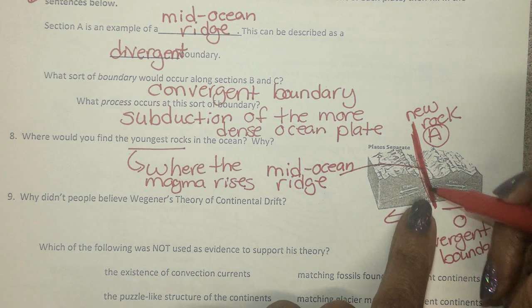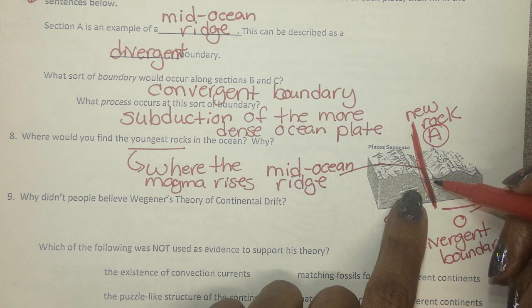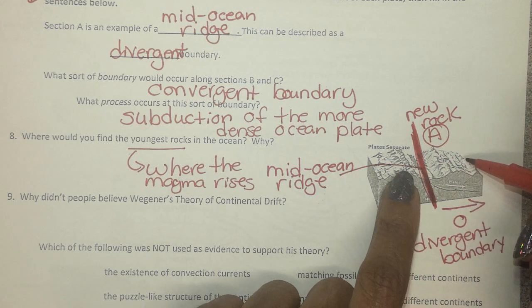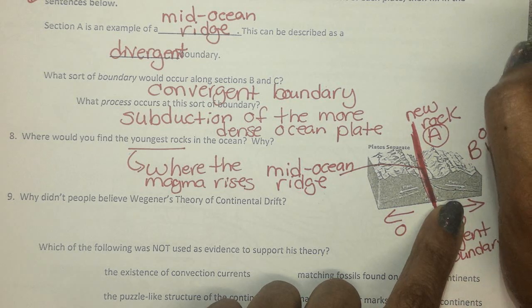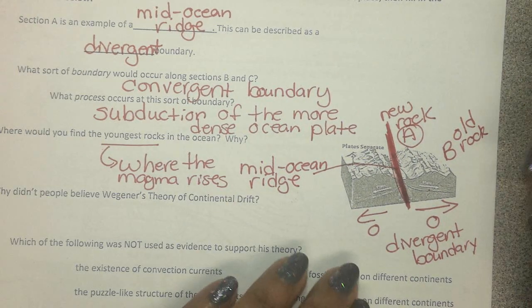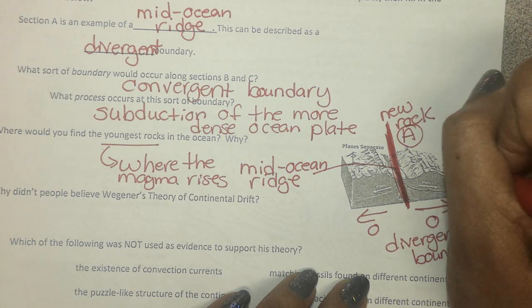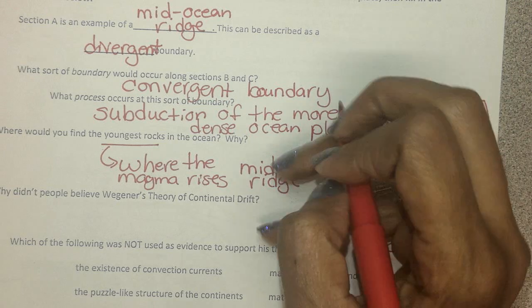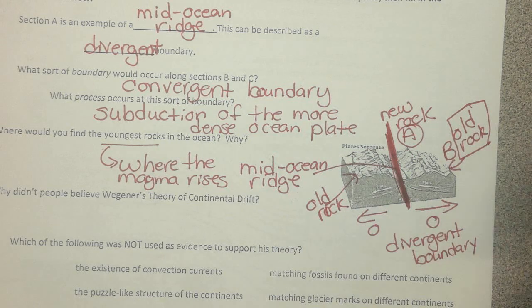As these plates continue to move apart, what happens is new rock forms here. The old rock is going to be out to the side. So this is going to be old rock. So your old rock is going to be here, and you're going to have old rock here. Okay, so your new rock is at the mid-ocean ridge.